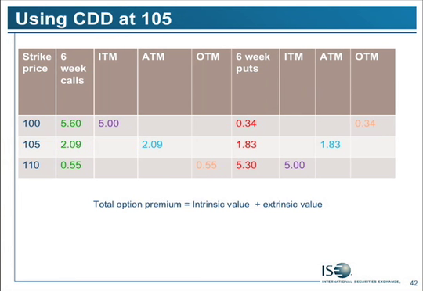Okay, so using CDD at 105, the 100 call is going to be the most expensive here. It was quoted at $5.60. The in-the-money amount was $5.